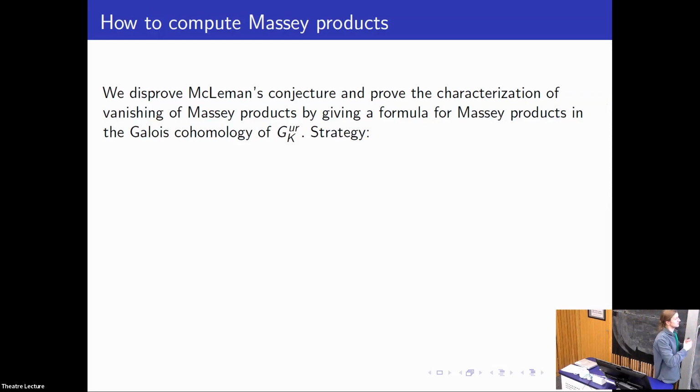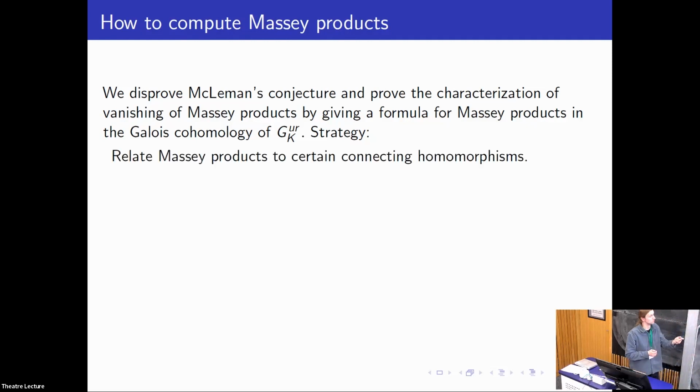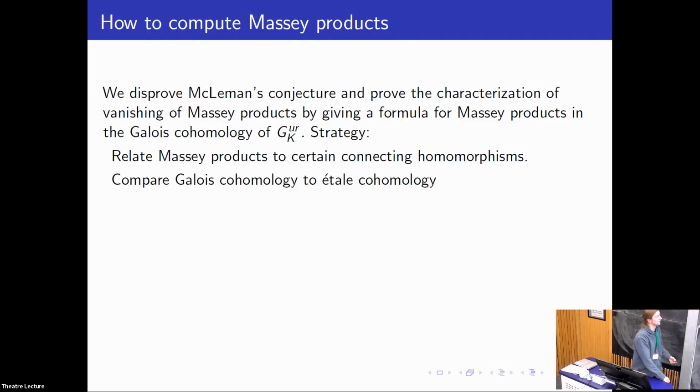So let me see how much I can do in 10 minutes with a sketch of how the argument goes. What we do is disprove McLeland's conjecture and prove the characterization by vanishing of Massey products, by giving a formula for Massey products in the Galois cohomology. The strategy: first, we relate Massey products to certain connecting homomorphisms. This is a very important step. Then you compare the Galois cohomology to the étale cohomology of your Spec O_K. That's the strategy in broad strokes.